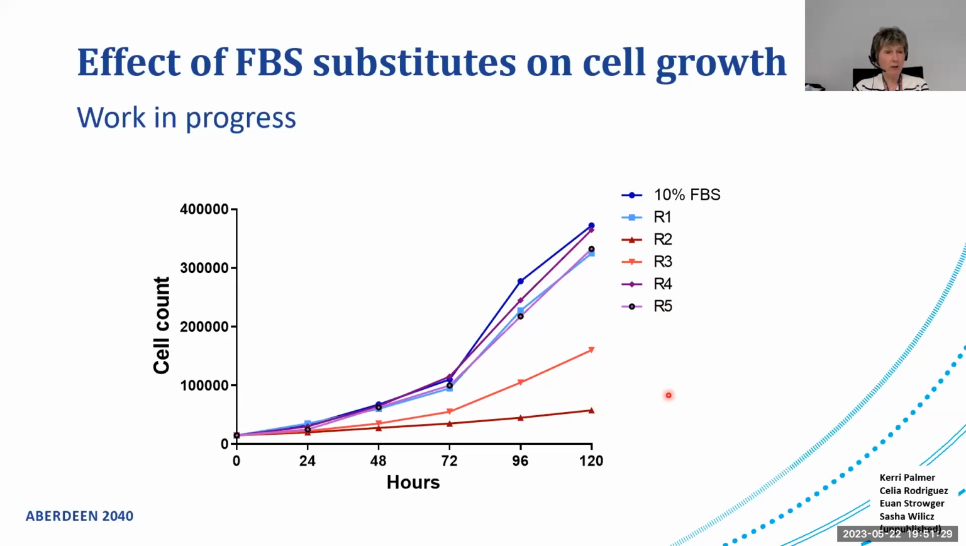So like I say, this is very much a work in progress, but what we'd eventually like to be moving towards is a cell culture system which is completely free of animal components. And by that, I mean substituting the FBS, removing the need for using FBS in the experiments.